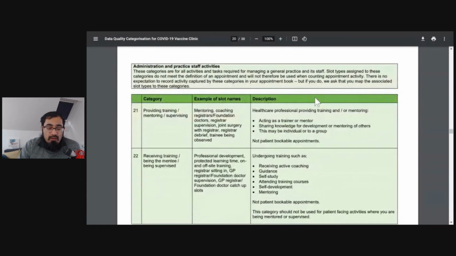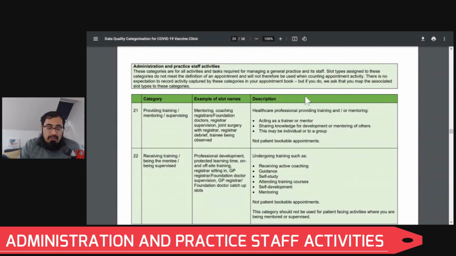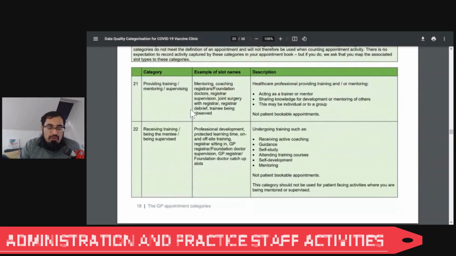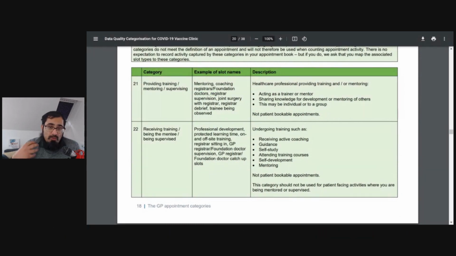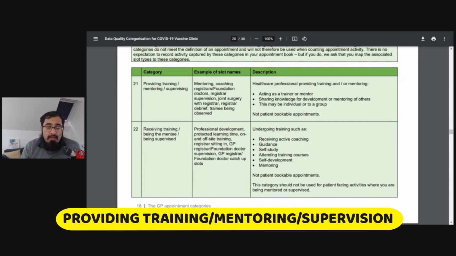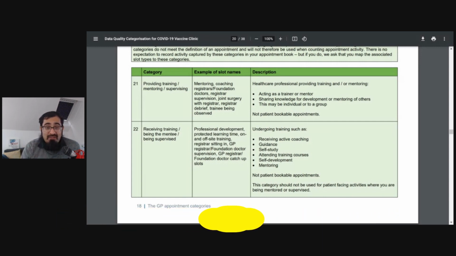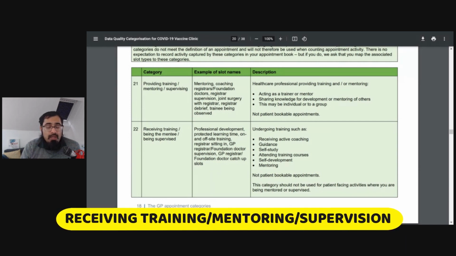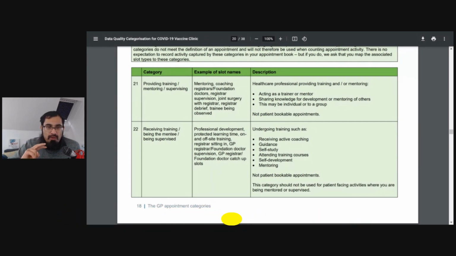Now, the last section we've got, and the last kind of 5 of these, is around administrative and practice staff activities. So the first two, 21 and 22, are interesting because these are about supervision and mentoring, and they're from 2 different parts. So there's the person providing the supervision and mentoring and training, and then there's the second part of the person receiving the training, supervision, and mentoring. And it's important you remember you're going to have 2 different parts to this. So I know, for example, in our practice, we've got the same kind of appointment slot for when I do a tutorial with my GP trainees. What's interesting for this is we're going to have to separate those out.